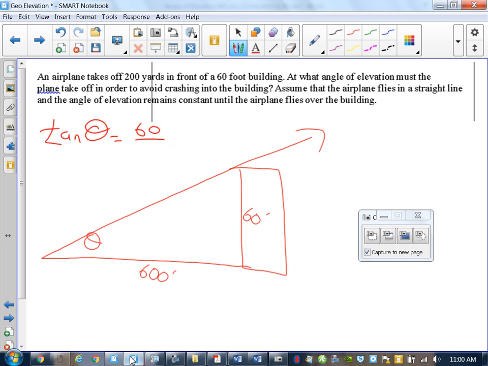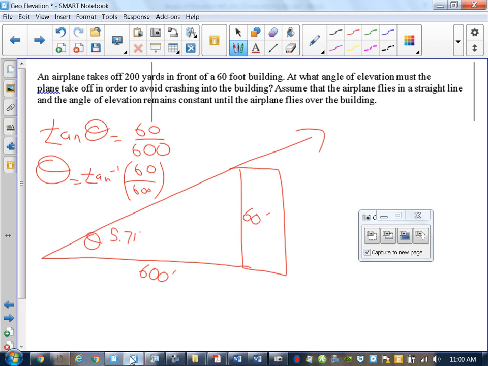And once again, it's just a matter of pushing some buttons on the calculator. And it tells you at what angle it should climb so it does not run into said building. Okay? What was it? 5.7.